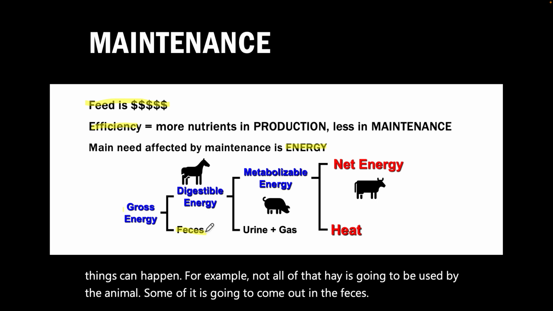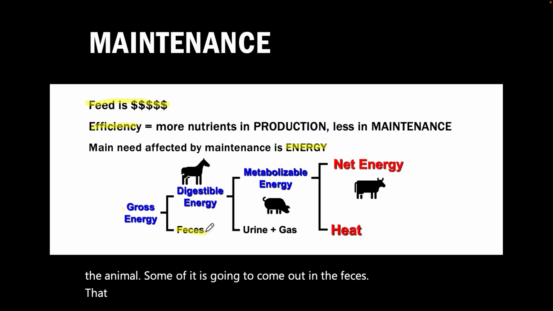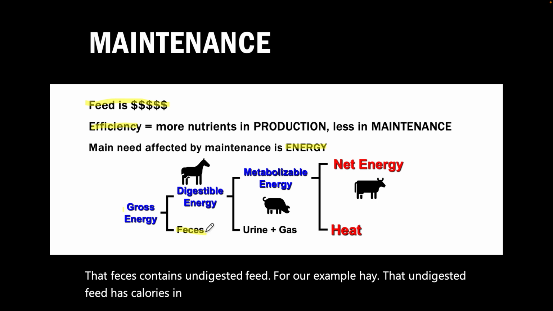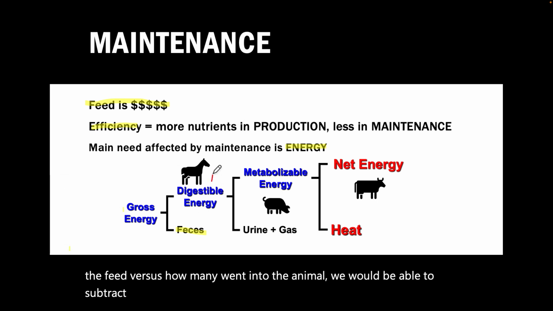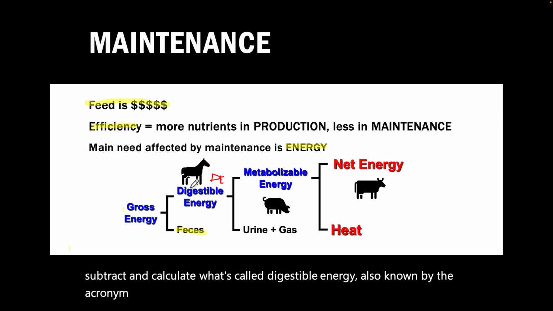That feces contains undigested feed. For our example, hay. That undigested feed has calories in it. So if we were to measure how many calories were in the feed versus how many went into the animal, we would be able to subtract and calculate what's called digestible energy, also known by the acronym DE.